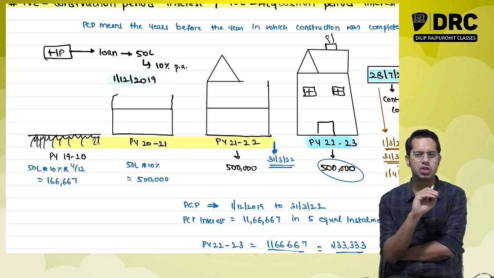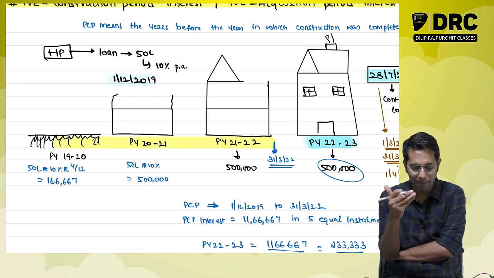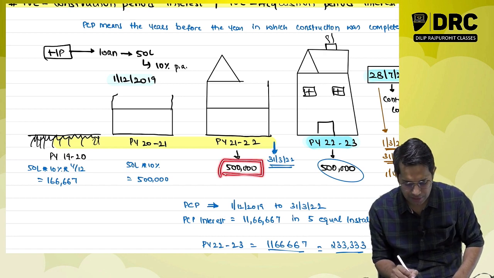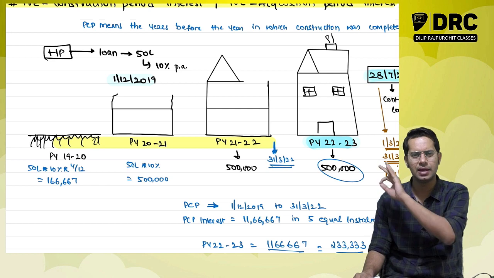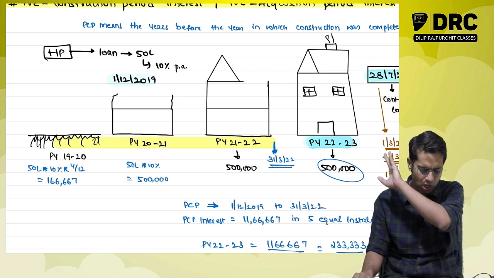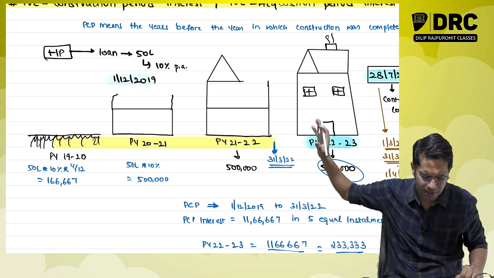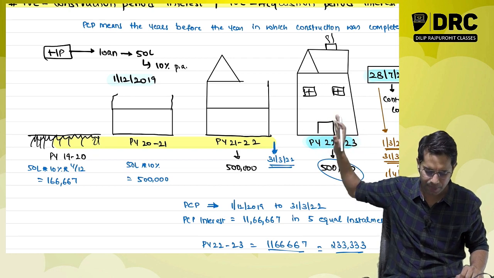Because it is under construction, the house property is not completed yet. Since it is not completed yet, the deduction also will not be given to you. Similarly, in the previous year 21-22 also, the final touch-up was still pending. The house property was not fully completed. All the second floor was completed, but it was not fully constructed.